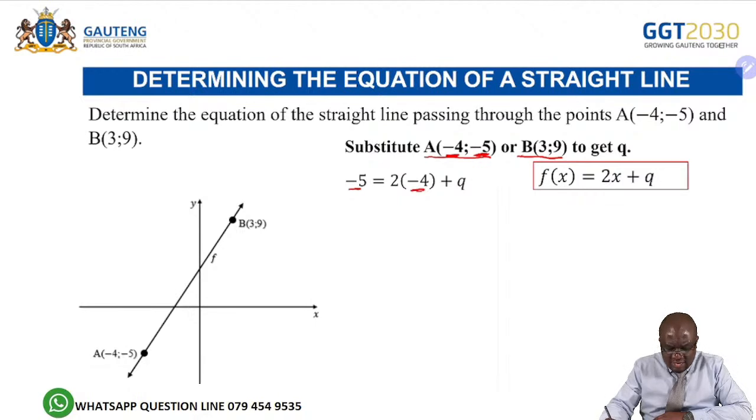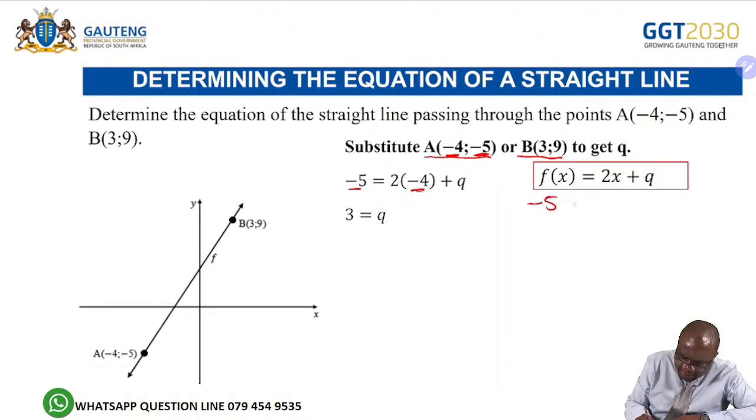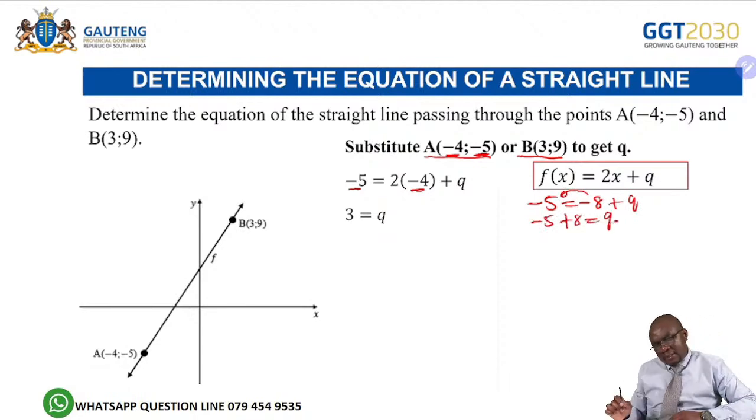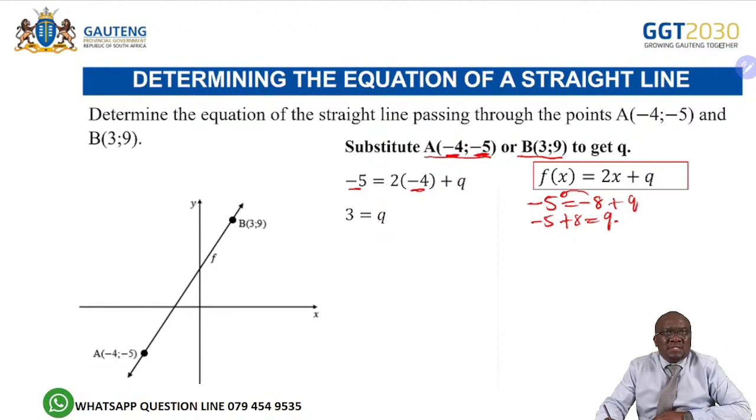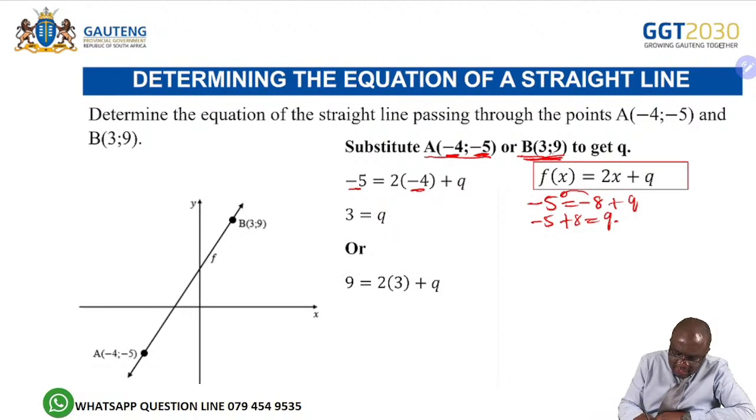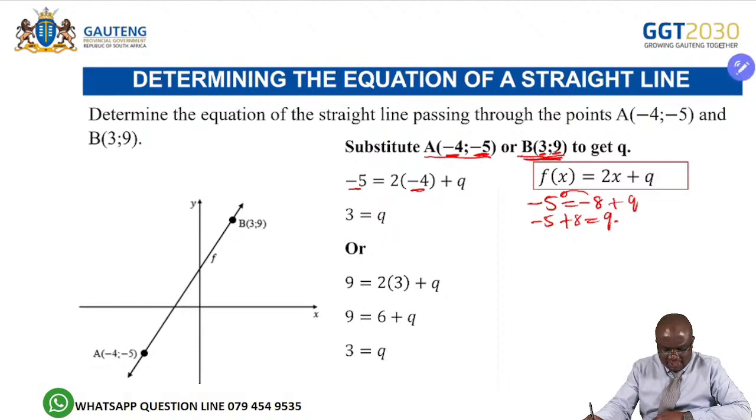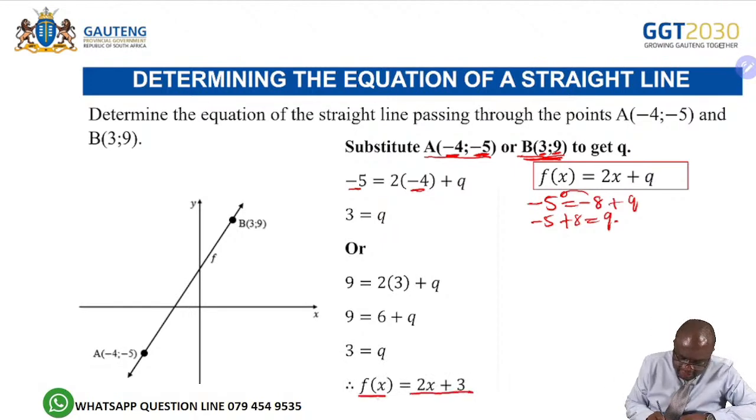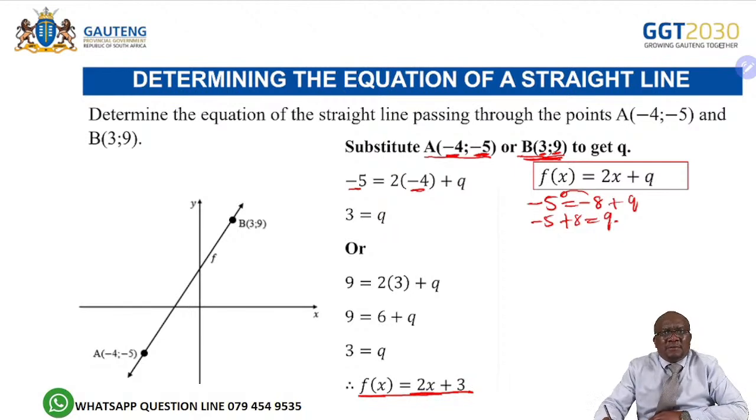Okay, does it make sense? Now, let's see. Negative 5 is equal to negative 8 plus q. And then we transpose, it becomes negative 5 plus 8 is equal to q. Negative 5 plus 8 is 3. Let's use the other point also and see if we are going to get this answer. So it's going to be 9 for y and 3 for x. Are we getting the same answer? Yes, we're getting the same answer. So the equation now is f of x is equal to 2x plus 3. Done. We found the equation.